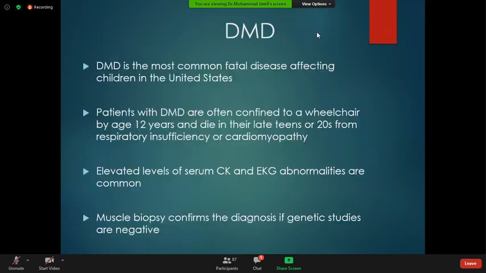Okay, DMD is the most common fatal genetic disease affecting children in the United States. Patients with DMD are often confined to a wheelchair by the age of 12 years and die in their late teens or 20s from respiratory insufficiency or cardiomyopathy. Elevated levels of serum CK, creatine kinase, and EKG abnormalities in the heart are common. Muscle biopsy confirms the diagnosis, along with genetic studies.